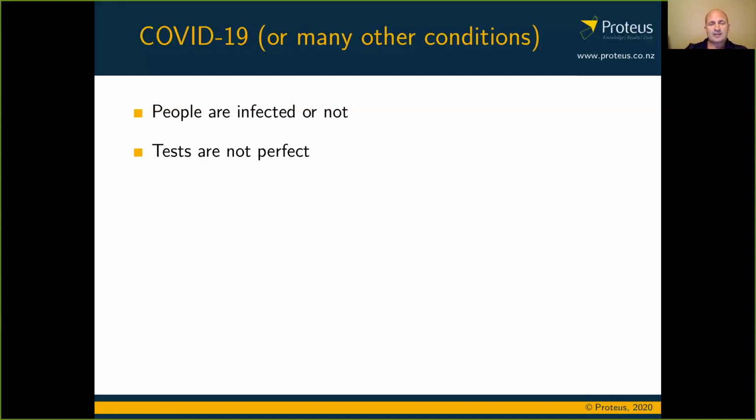Our tests for COVID-19 are not perfect. If you've been following the news over the last few weeks, you would have heard talk about the sensitivity and specificity of tests. The sensitivity is how good these tests are at detecting COVID if someone is infected with COVID-19. So it's the probability of a correct detection. It's the probability that the test detects COVID if that person is infected.